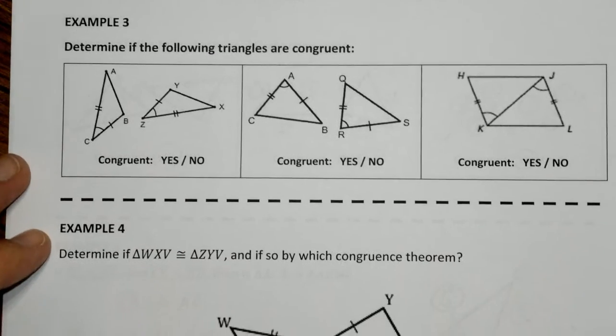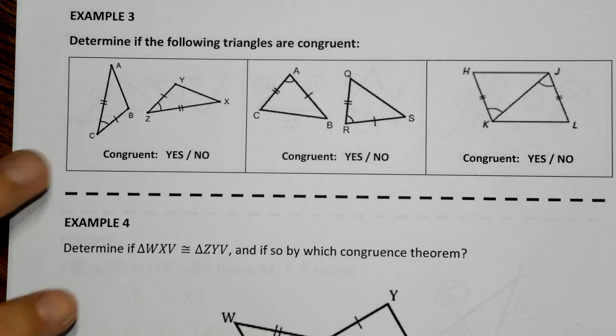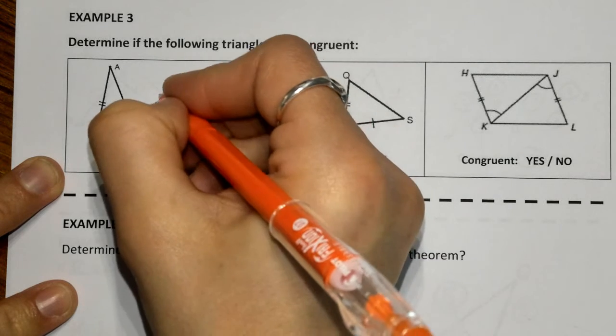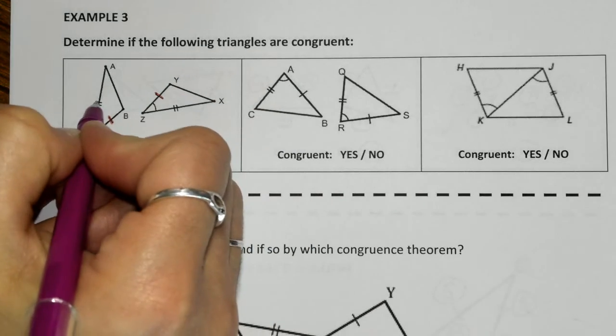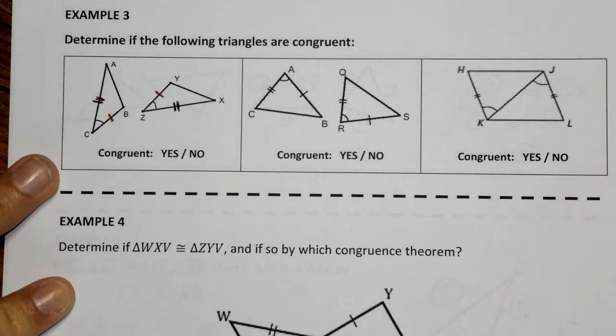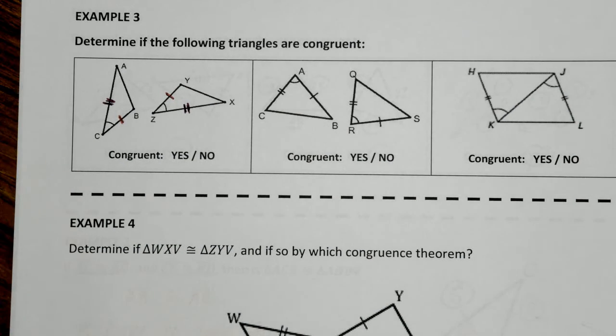So examples down here, same thing we did earlier. Let's take a look and see what we have here. We've got segment BC congruent to segment YZ. Okay, so we have a side. We also have another side: segment AC is congruent to segment XZ. Now that angle we have to make sure is included, or between, the two sides.